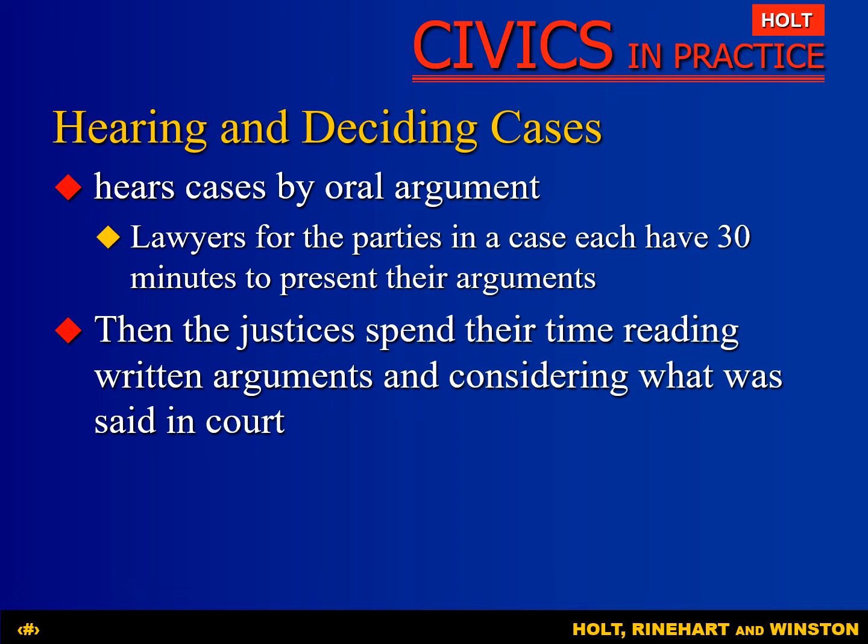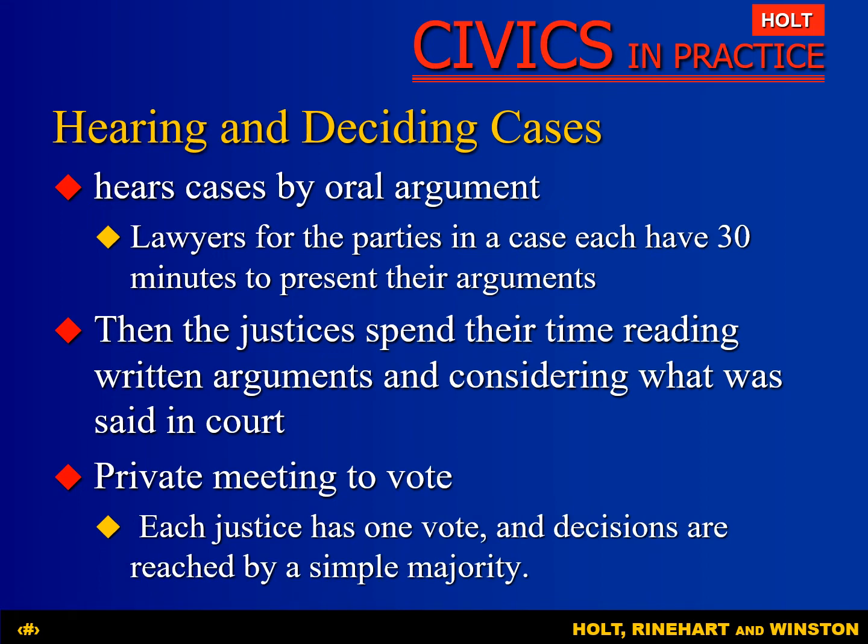Then, once the lawyers have presented their arguments to the United States Supreme Court and the justices have asked their questions, the justices spend their time reading the written arguments and considering what was said in court so that they can make their decision. Then they have a private meeting to vote on the case and decide what happens. Each justice has one vote, and the decisions are reached by a simple majority. Remember, there are 9 justices on the Supreme Court, so as long as 5 justices agree on a certain decision, then that is what the court will go with.